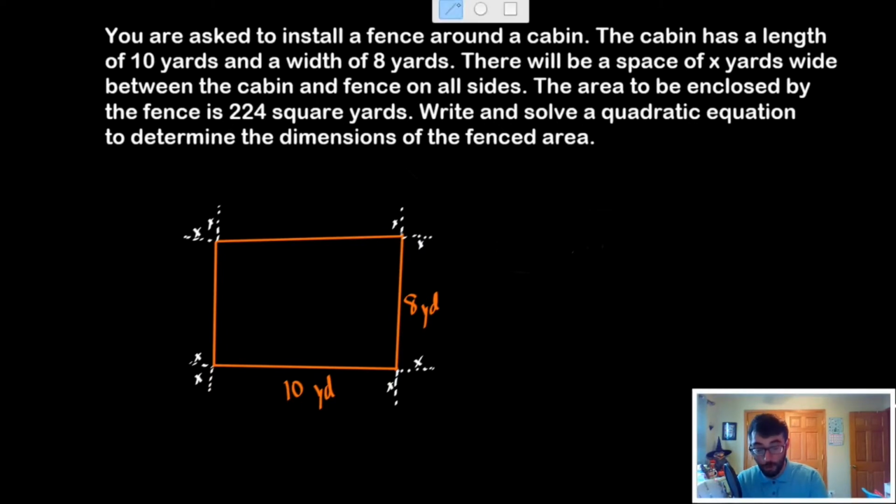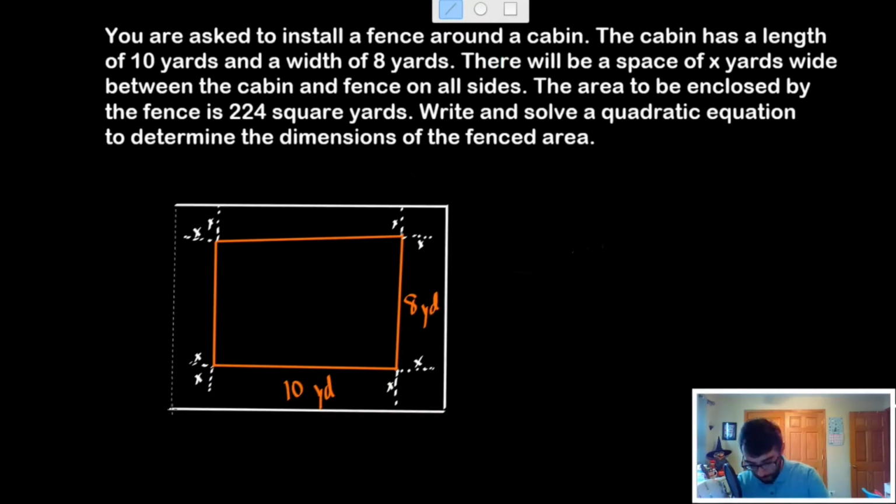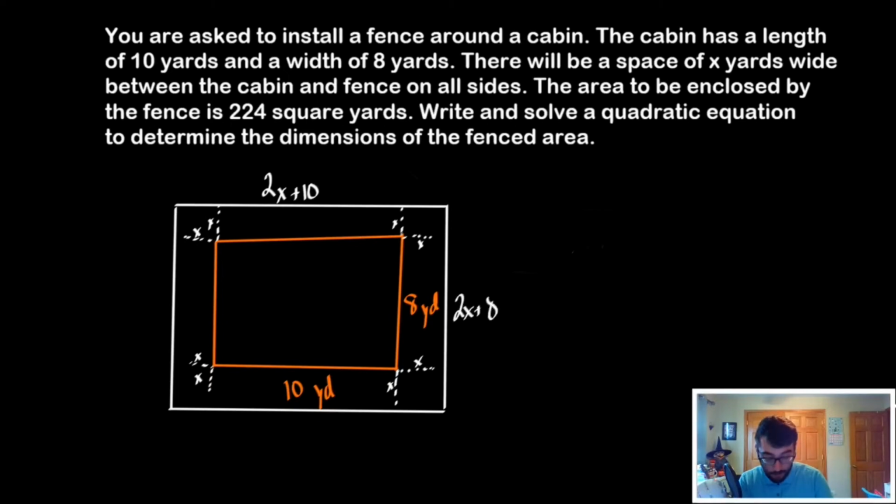Let me finish this drawing real quick. So here is our fence around the cabin. And what you should now notice is that we are adding X twice to each length and width. This whole side here used to be 10, but we added X to each side of it, so this length is now 2X plus 10. And we have the exact same thing here. This used to be 8, but we added X to each side of it, so it's now 2X plus 8.